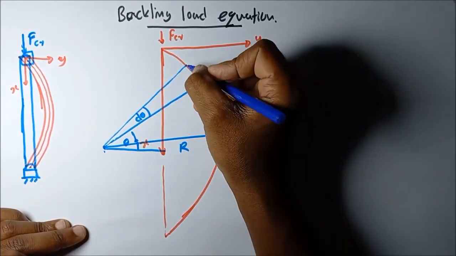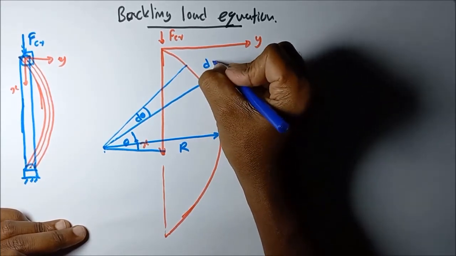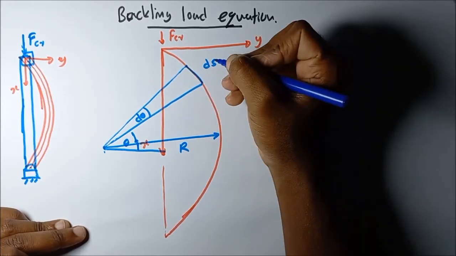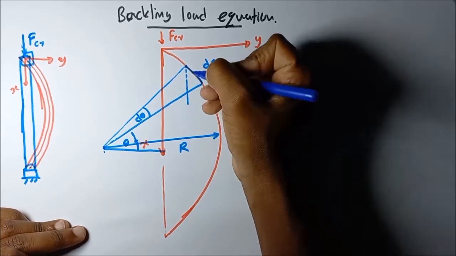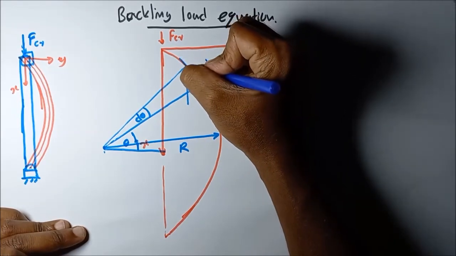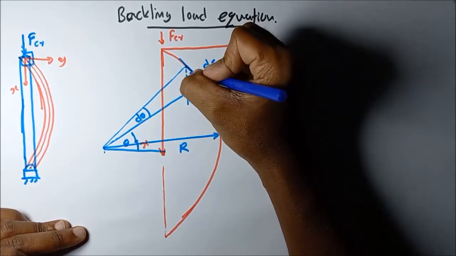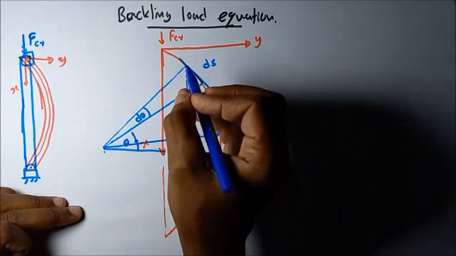Then this arc length, let's take it as ds. Let's take this angle as equal to theta.